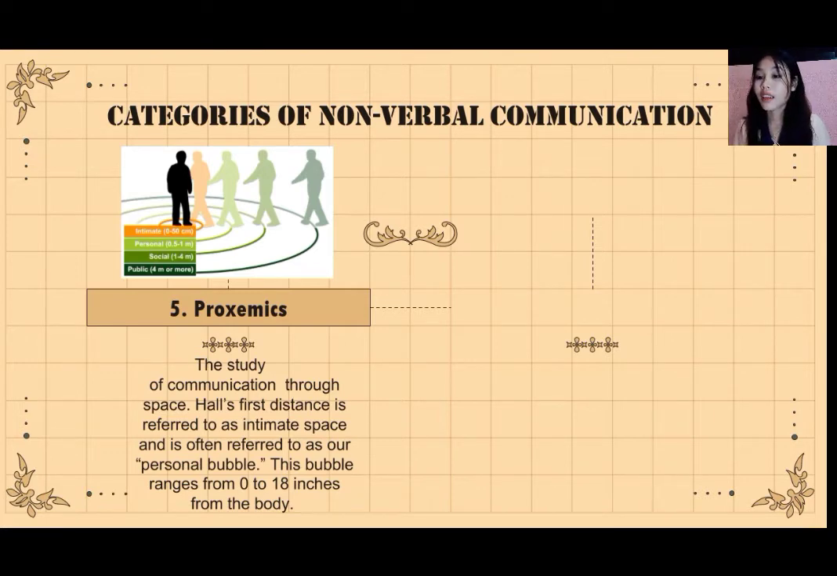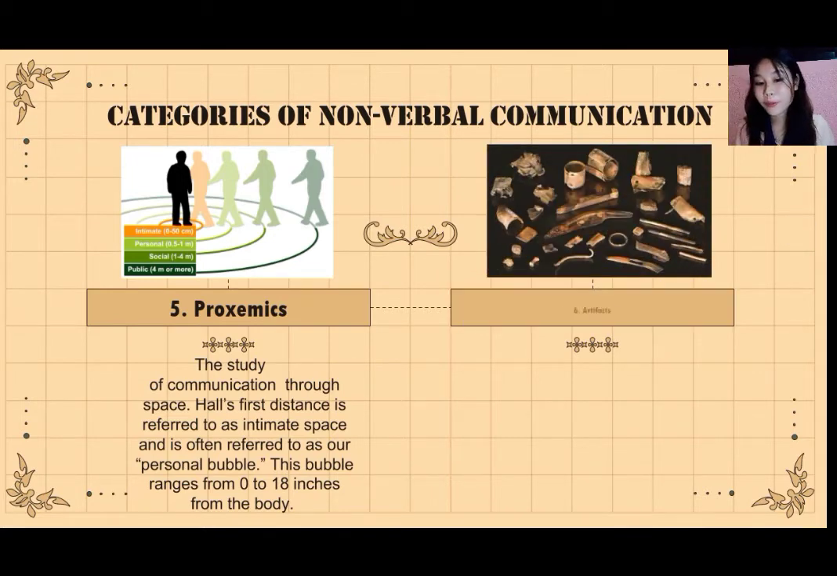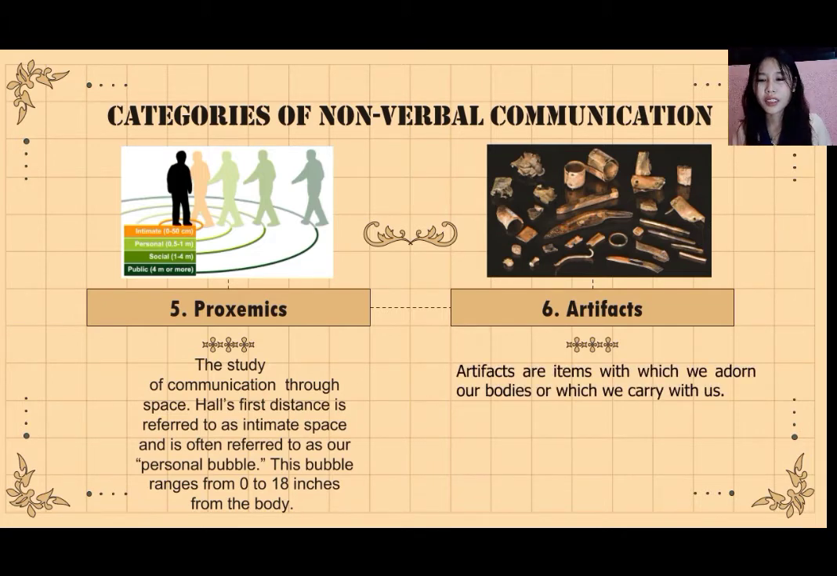Then the next category is the artifacts. So artifacts are items with which we adorn our bodies or which we carry with us. So most of these are like jewelry, glasses, canes, shoes, clothing, or any object associated with our body that communicates meaning. One very famous artifact that most everyone can recognize is the glasses of Harry Potter.